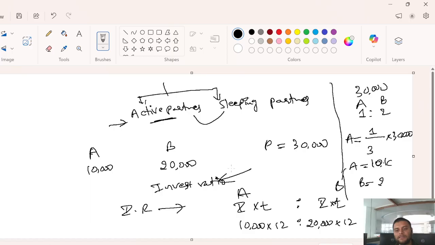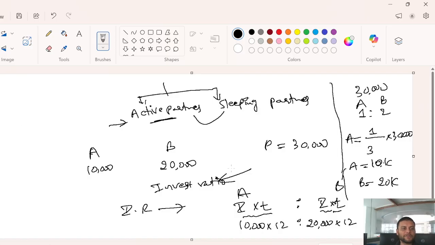This is simple partnership, guys, where we have found the investment ratio of the people, and we are distributing profit as per the investment ratio. How we are finding the investment ratio is this: investment of A into time of investment, investment of B into time of investment. Okay, this is how we find the investment ratio.